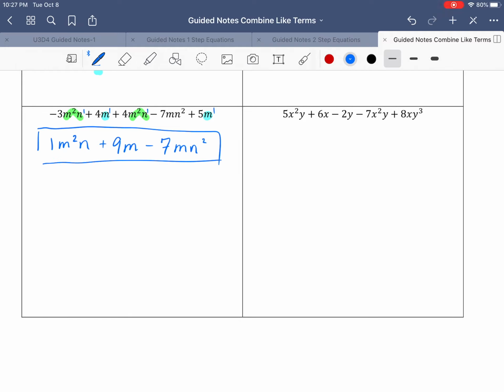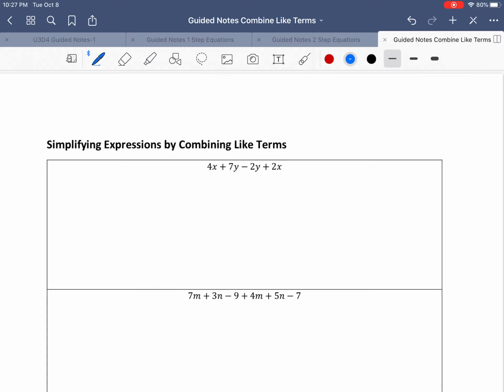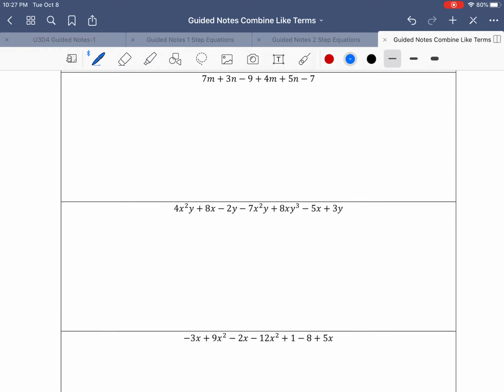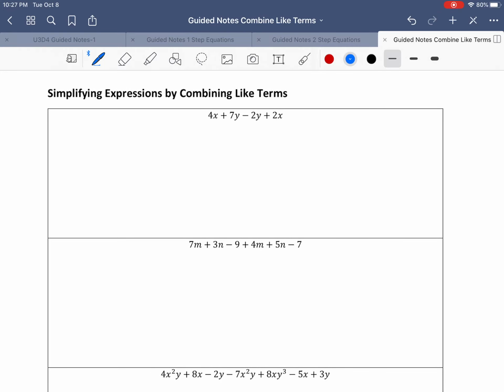So try the last question on your own. The next page has 4 expressions that you can simplify. Take a bit of time simplifying these like terms.